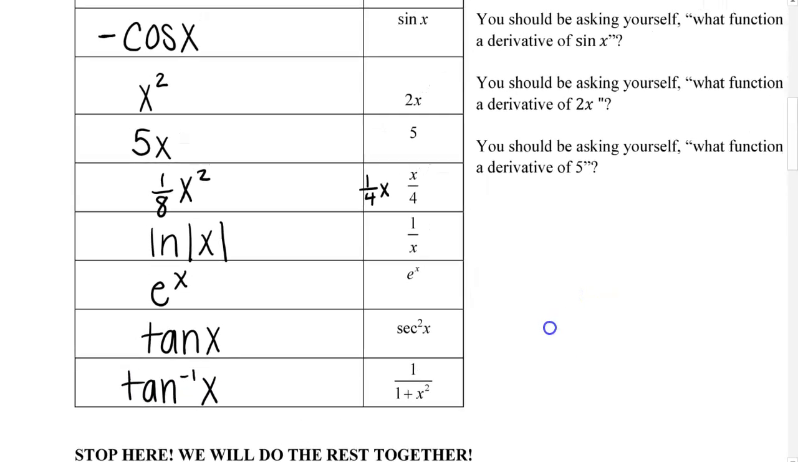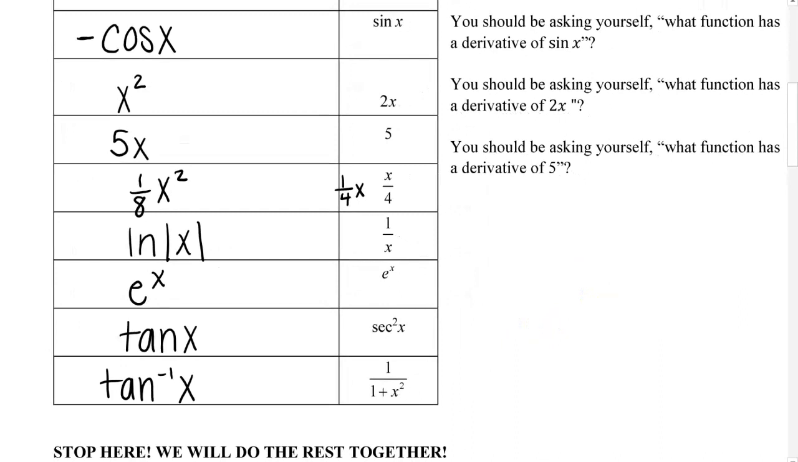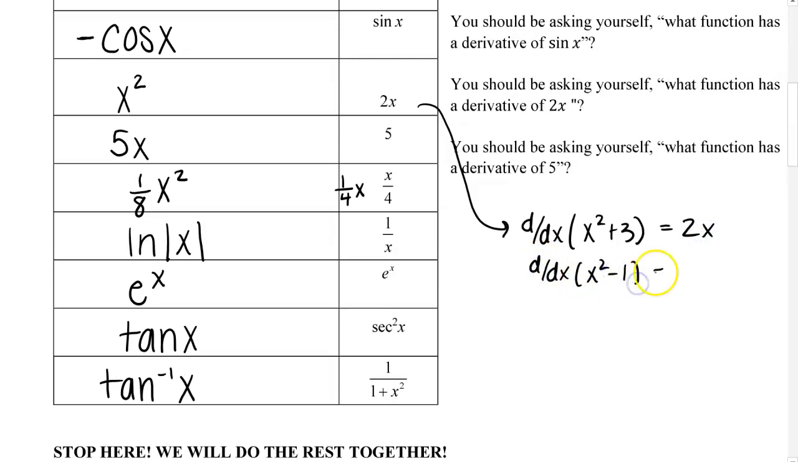Okay, now, there's one thing missing on all of these. If I were to take the derivative, I'm just going to use this one. If I were to have asked you at the beginning of the year to take the derivative of x squared plus 3, you would have told me that derivative is 2x. If I ask you to take the derivative of x squared minus 1, you would also tell me that's 2x.